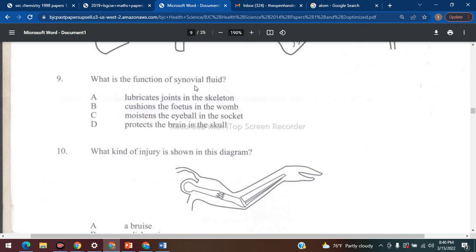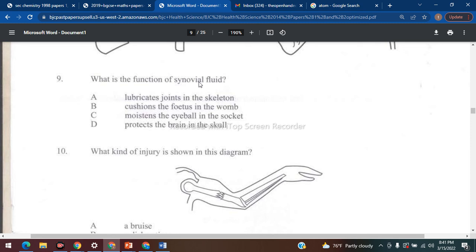Pushing the fetus in the womb? Not the cushion of the fetus. A. Z. Lubricates joints in the skeleton. Yes. So the synovial fluid is going to lubricate the joints, so that it reduces friction. Okay. So that they wouldn't rub.